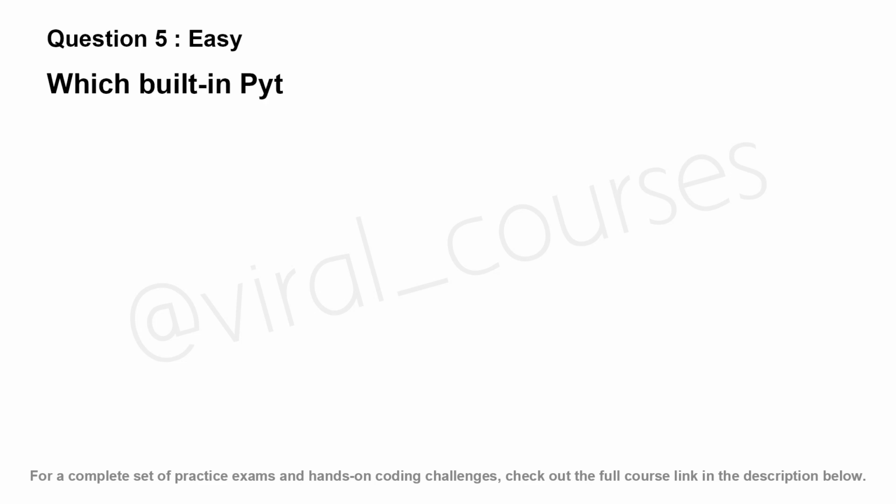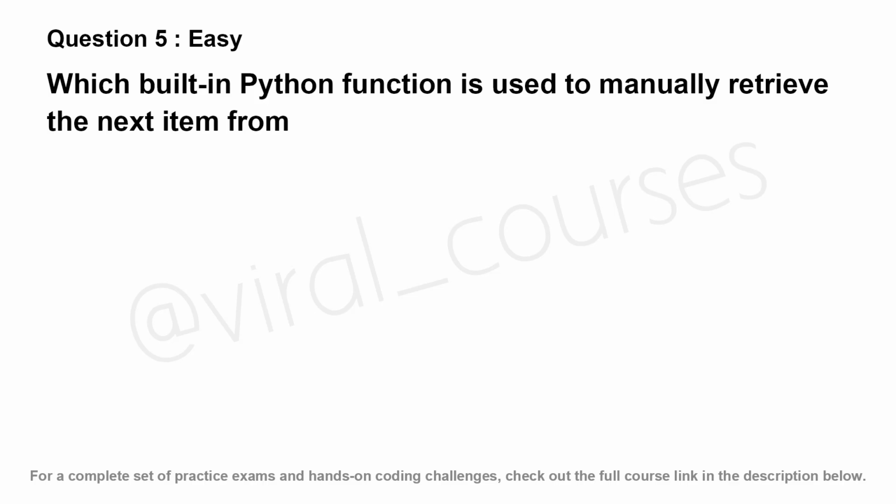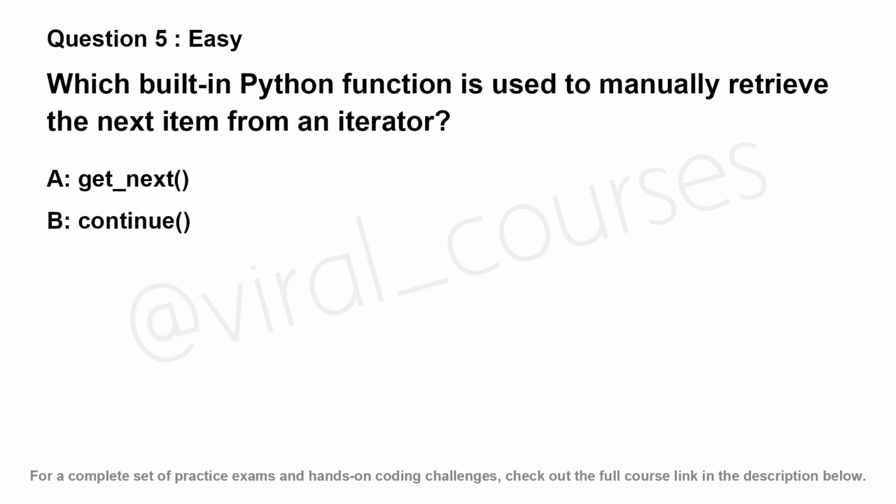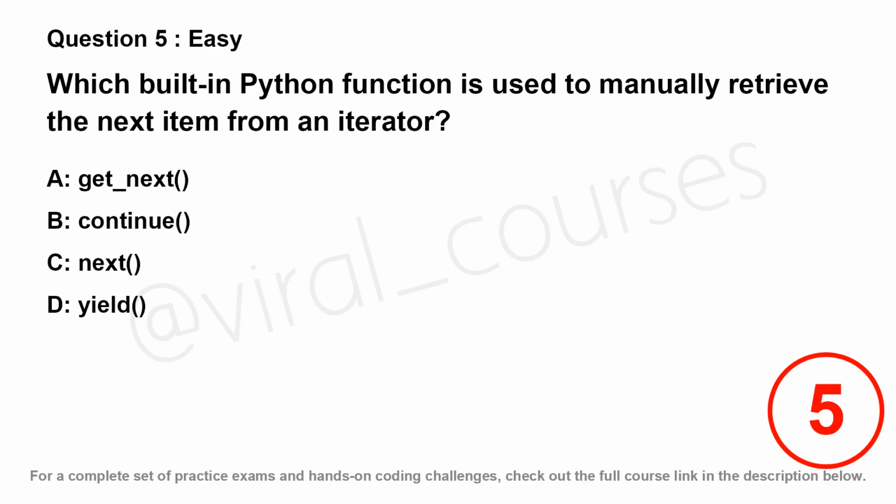Which built-in Python function is used to manually retrieve the next item from an iterator? Option A, get_next. Option B, continue. Option C, next. Option D, yield.